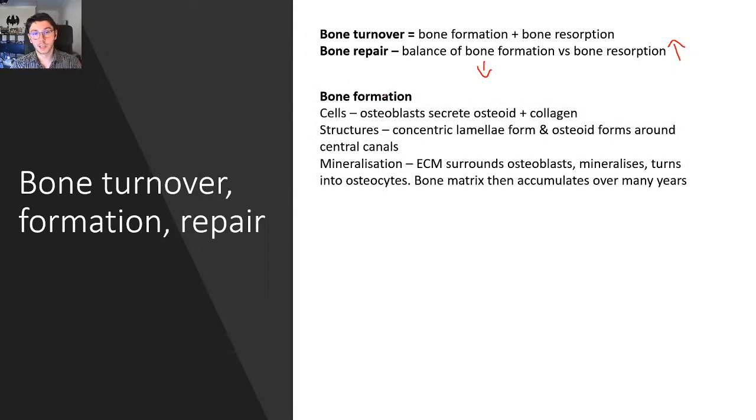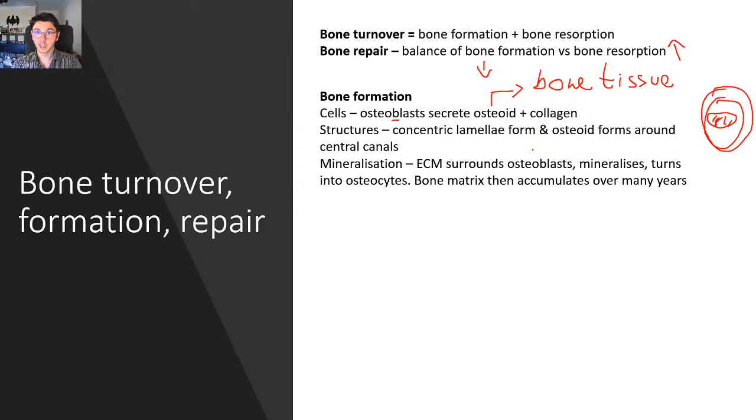So bone formation, I like to break it down into simple ways: it's the cells, the structure, and the mineralization. So for cells, you have your osteoblasts, which build the bone. They secrete osteoid, which is just bone tissue, and collagen. Now the structures which are formed are the concentric lamellae, the osteoid which forms around the central canal. As we said, the central canal is a blood vessel. That's your blood supply. Then they form osteons around that, which is called concentric lamellae, and you form these cylinders.